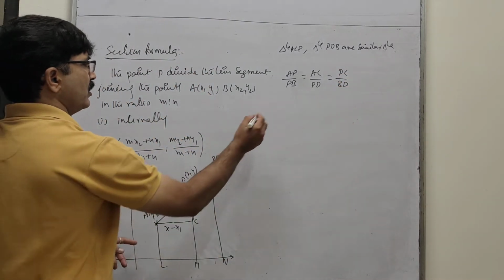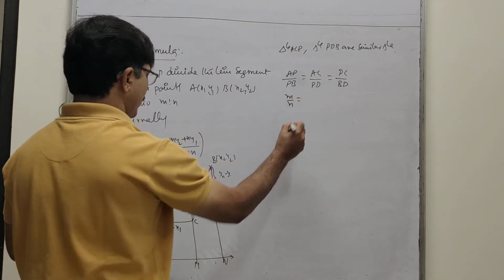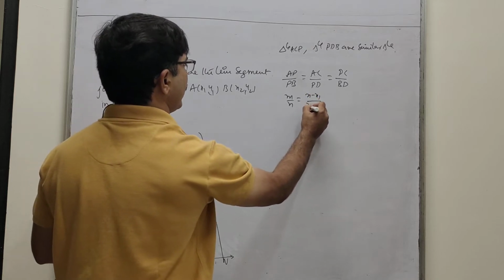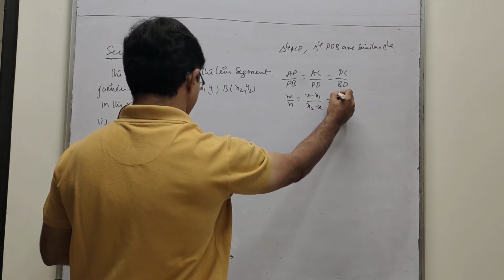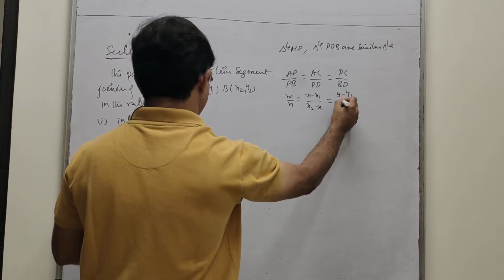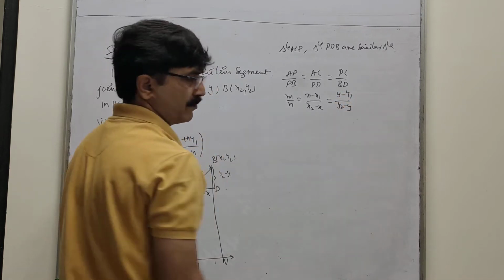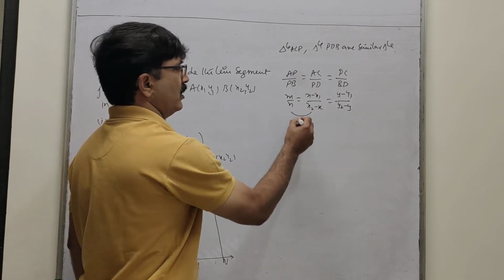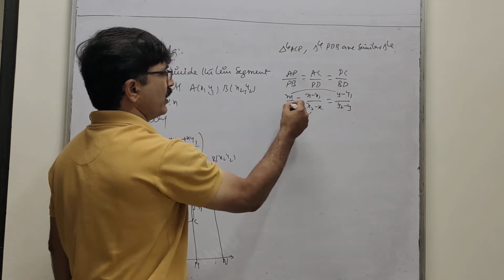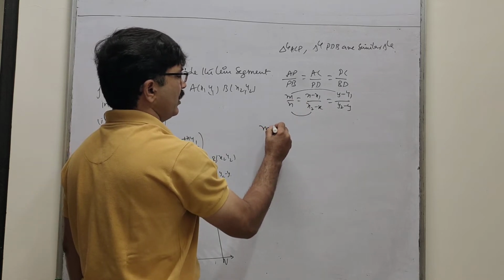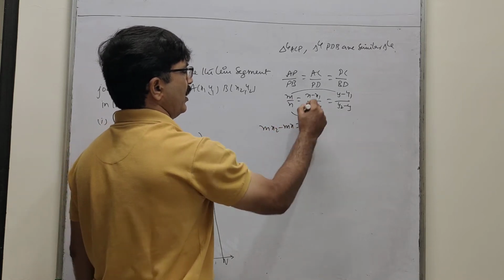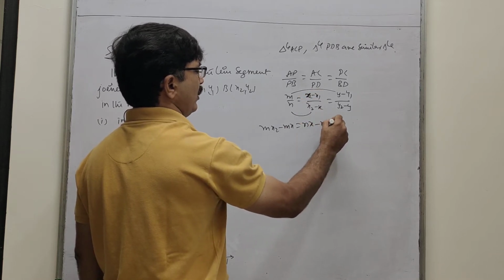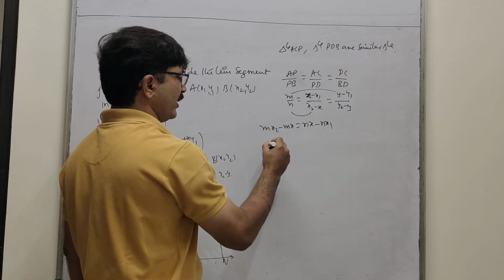AP by PB is m by n. AC is x minus x1, and PD is x2 minus x. Then y minus y1 and y2 minus y. Take any two of these; first we'll take these two, later we'll take the other two. So we get mx2 minus mx equals nx minus nx1. Now rearrange.